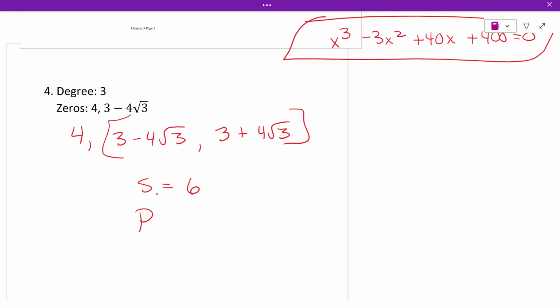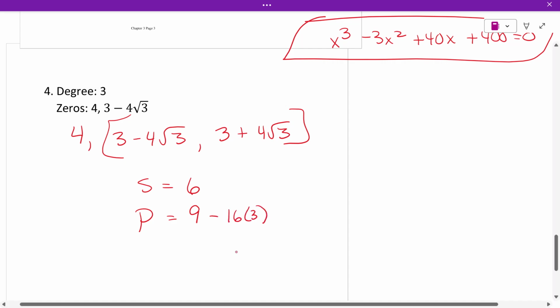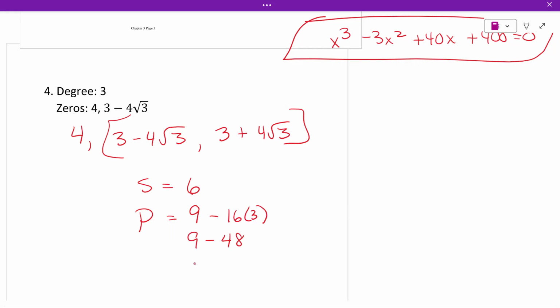What's their product? 3 times 3 is 9. Outers and inners are going to cancel because they're conjugates. What's 4 times 4? 16 times 3. Well, what's 16 times 3? 48. 9 minus 48 is negative 39. So it's going to be x squared minus 6x minus 39. x squared minus the sum of the roots times x plus the product of the roots, which is plus a negative 39, which is minus 39.